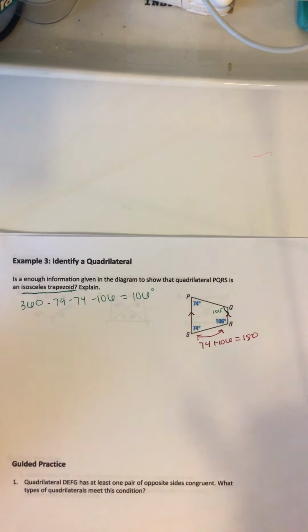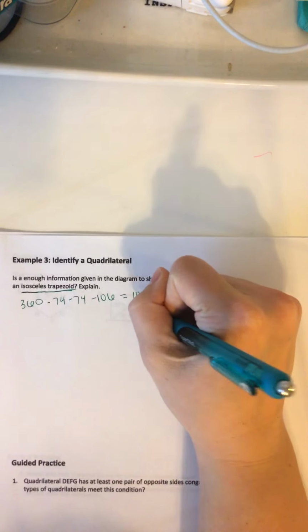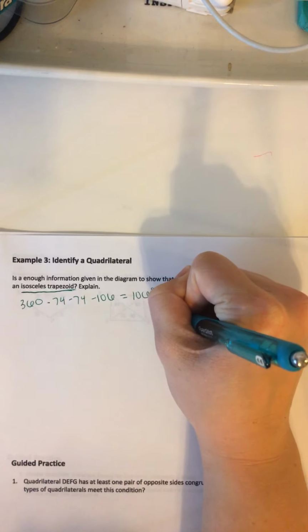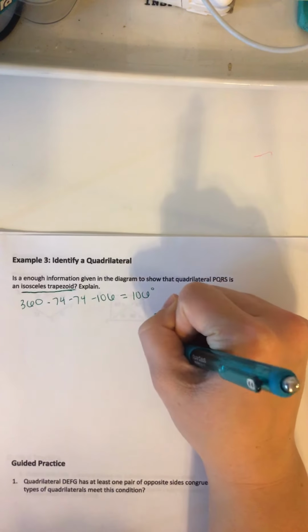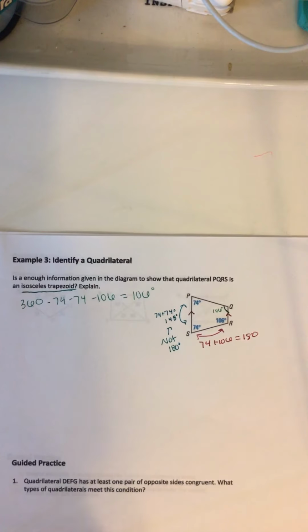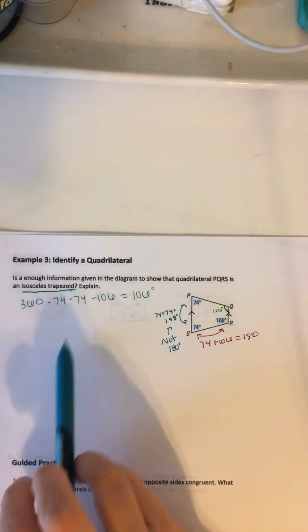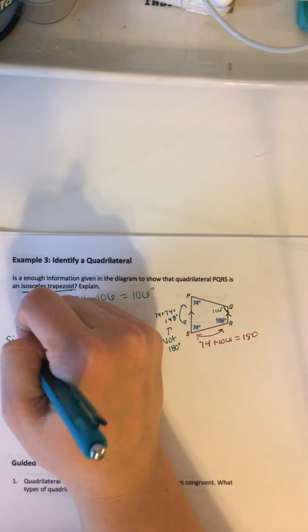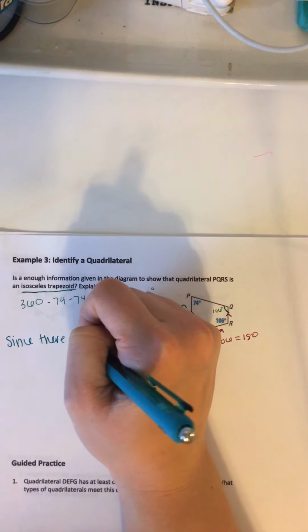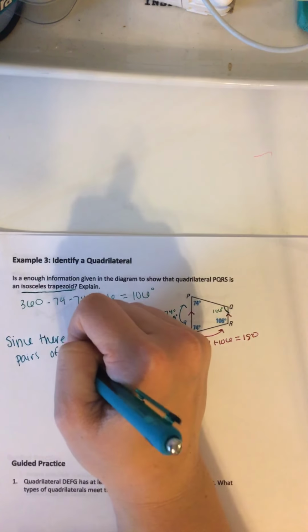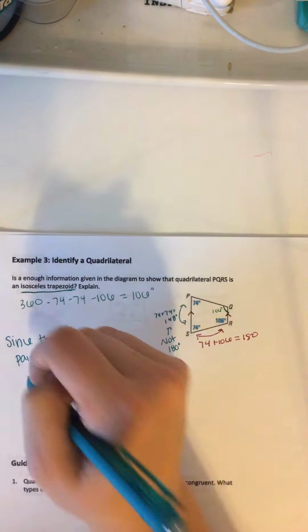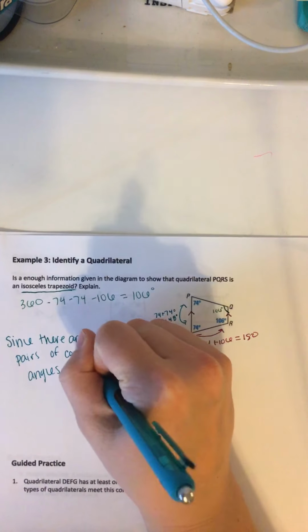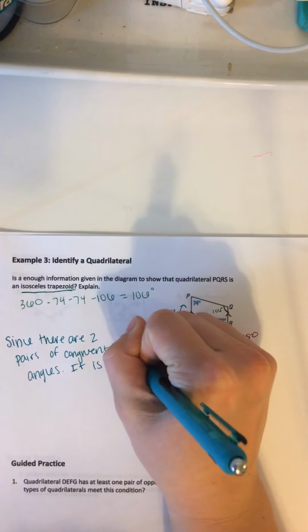But looking at 74 plus 74, that's only 148, which is not 180, which means those aren't supplementary, so we can't say that PQ and SR are parallel. So, since I'm going above and beyond here, the fact that we have two pairs of congruent base angles, we could say since there are two pairs of congruent base angles, it is an isosceles trapezoid.